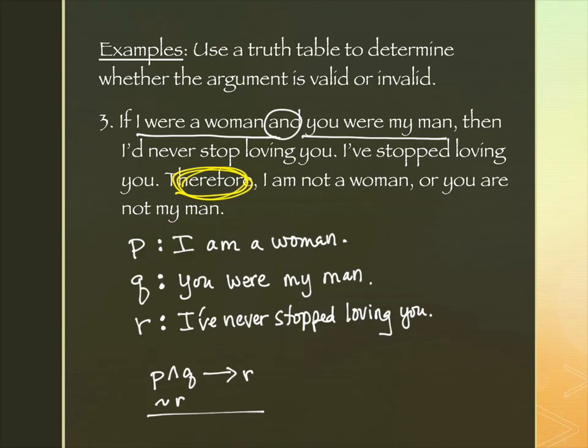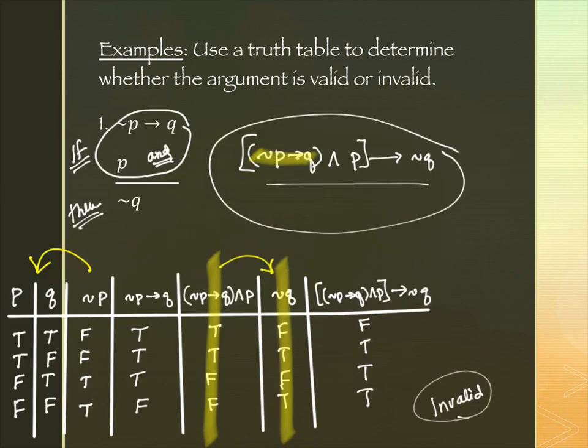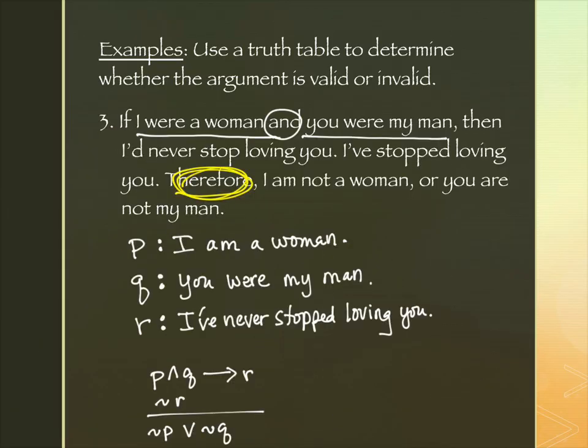Well, it says, I am not a woman. Okay, that's tilde P. And then it says, or, right? That's the V. You are not my man. That would be tilde Q. Okay, first identifying the letters. Second, we're making the individual structural statement. And then we're going to go back to what we did right here, where we put them together all in one long line. That's our next step. Okay, so this is step one, kind of. This is step two. Step three is putting it together in a long line.